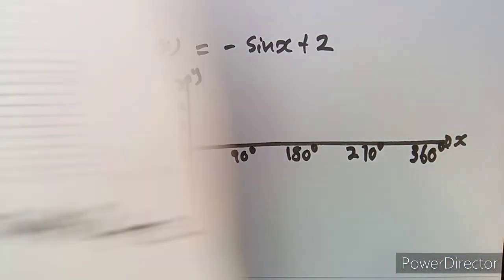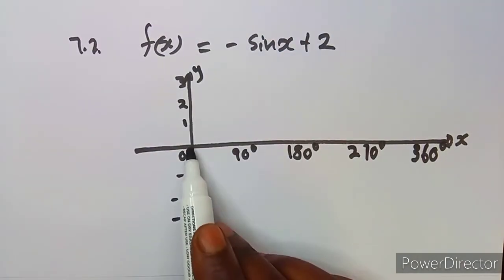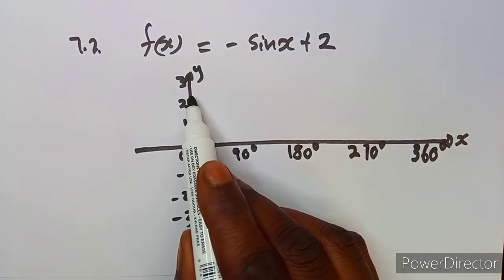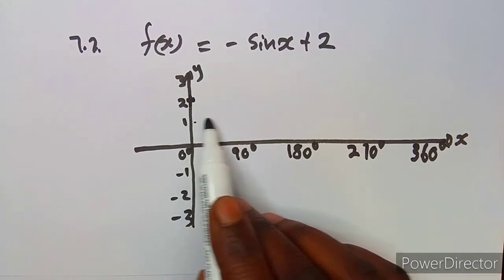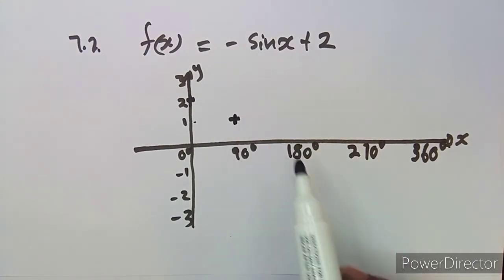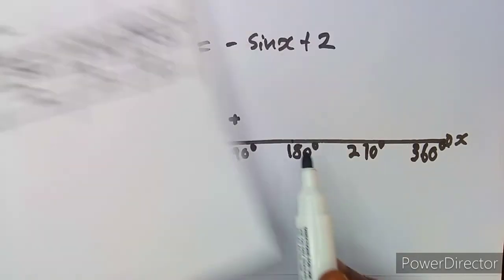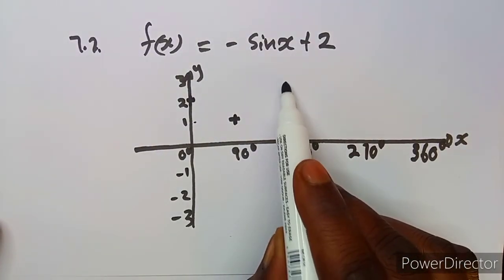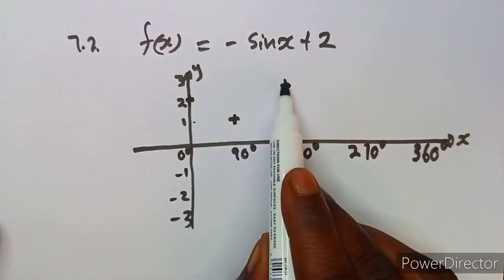Okay, at 0 there, y is 2. So you've got 0 versus 2. So you mark your point at 0 and 2. Okay, at 90, 90 and 1. So it's 90 versus 1. This is your 1. You mark your point at 1. 180 is versus 2. So it's 180 and 2 at this point here. 180 and 2.